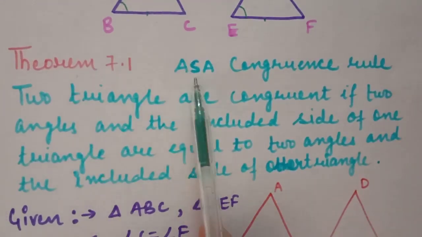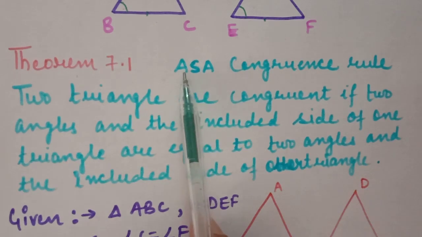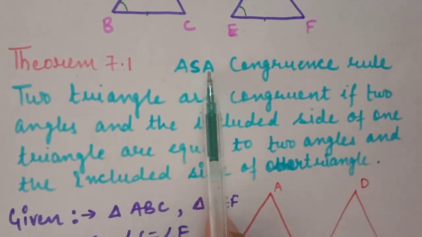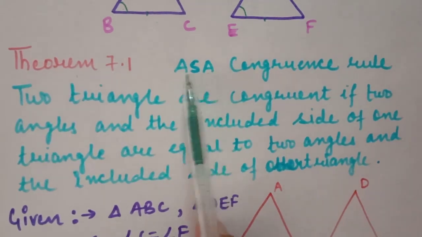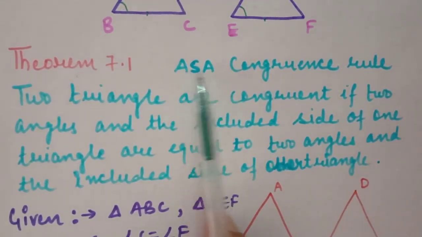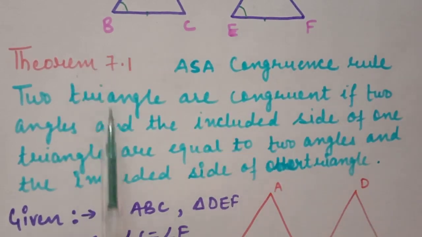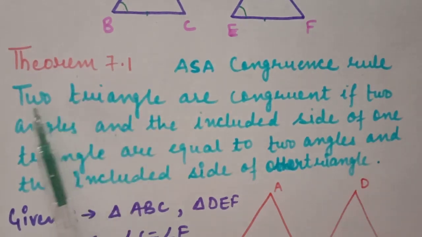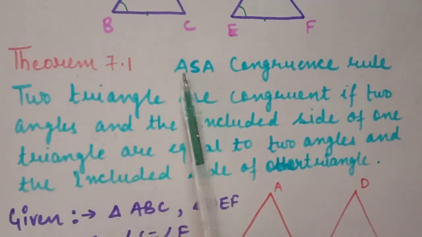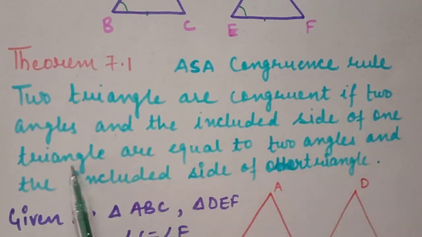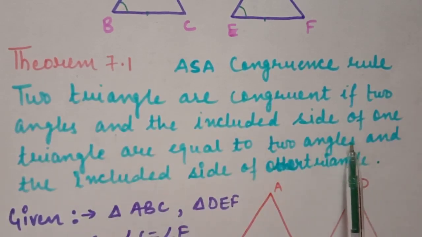Theorem 7.1 is another criteria for congruency, which is ASA. Now it is very clear with this name. It means we have to take two angles and the included side. So ASA congruence rule, and the statement of theorem 7.1 is: two triangles are congruent if two angles and the included side of one triangle are equal to two angles and the included side of the other triangle. So students, try to understand, this is our theorem. We have to prove it. We have to show that this result is true.